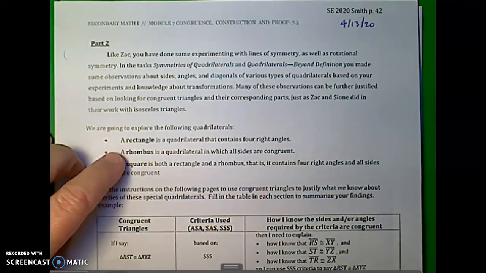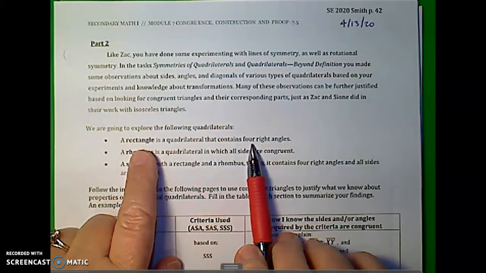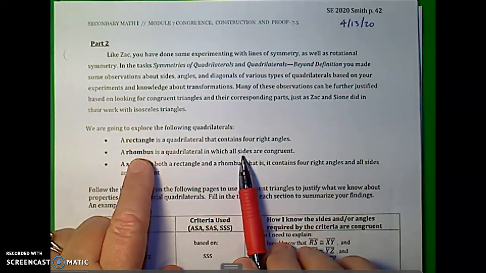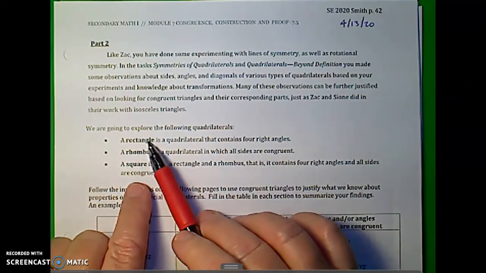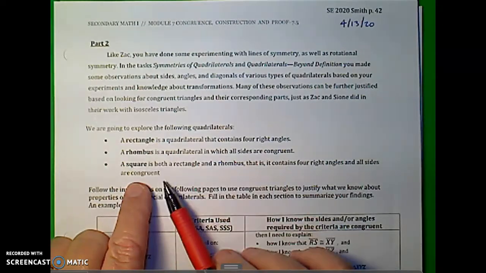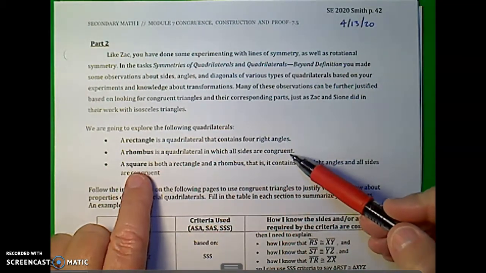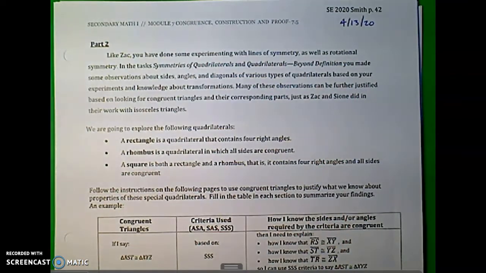We're going to be looking at a rectangle, rhombus, and a square. Of course, a rectangle is our quadrilateral with 4 right angles. The rhombus is the quadrilateral with 4 congruent sides. And if you put both of the properties together, of a rectangle and a rhombus, you get a square. It has 4 right angles and 4 congruent sides. So those are the 3 shapes we're going to be looking at.